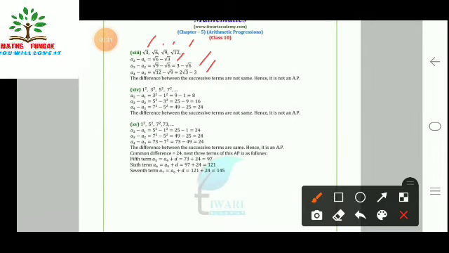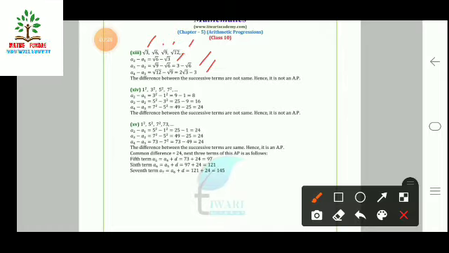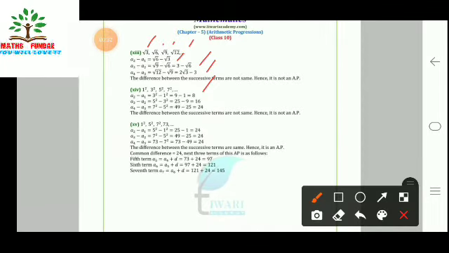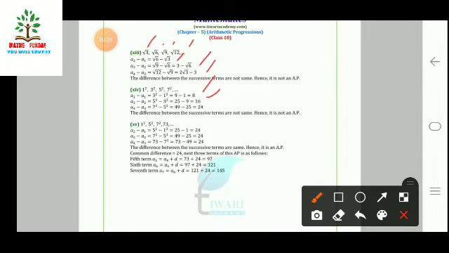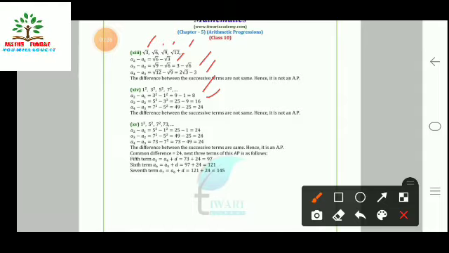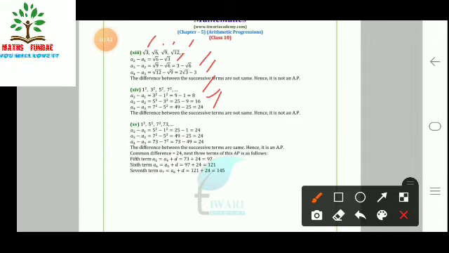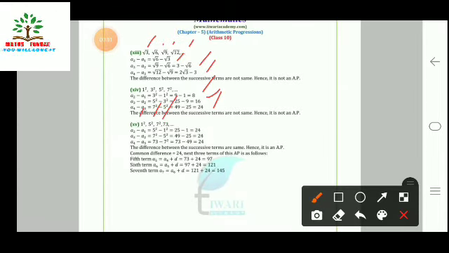Then we have the 14th part, that is 1 square, 3 square, 5 square, 7 square. So here a2 minus a1 is equal to 3 square minus 1 square, that is 9 minus 1, 8. Then a3 minus a2 is equal to 5 square minus 3 square, that is 25 minus 9, equal to 16. Then a4 minus a3 is equal to 7 square minus 5 square, that is 24. So we can see the differences between the successive terms are not the same, hence it is not an AP.